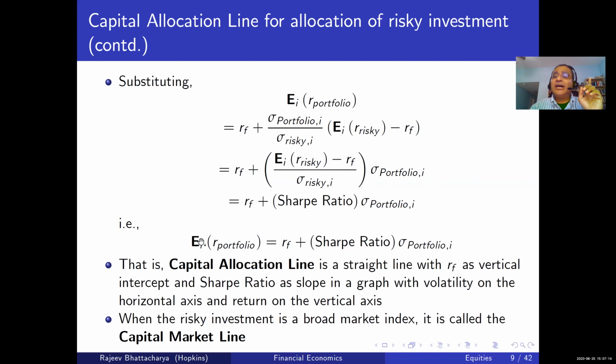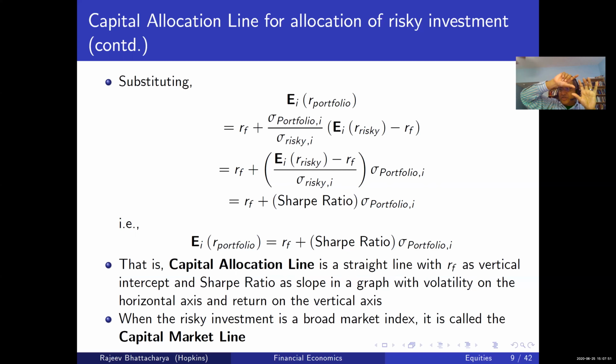Okay, so let's rewrite this. The expectation of the portfolio return equals the risk-free rate plus the Sharpe ratio times the volatility of the portfolio. That's the linear relationship we come up with. In particular, if you have a graph with volatility on the horizontal axis and return on the vertical axis, then you can see right away that the graph will look as the following.